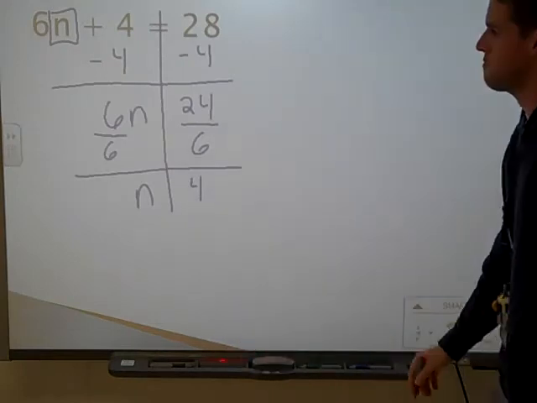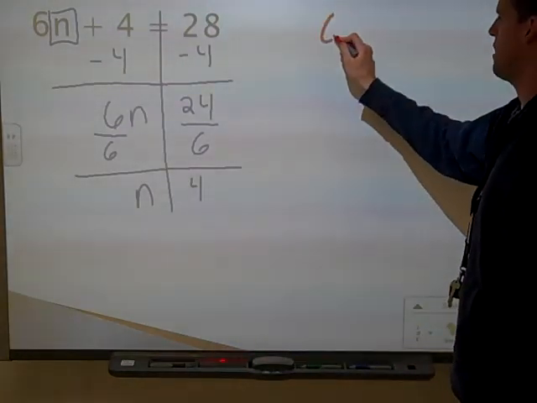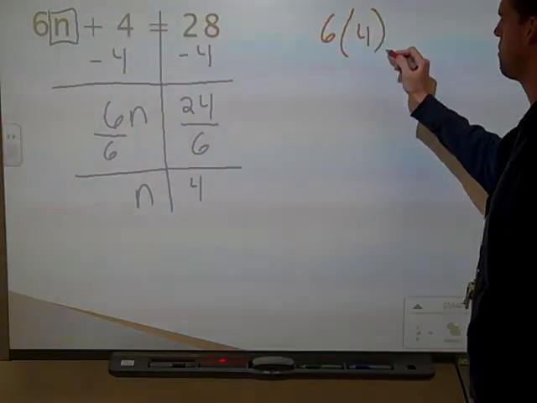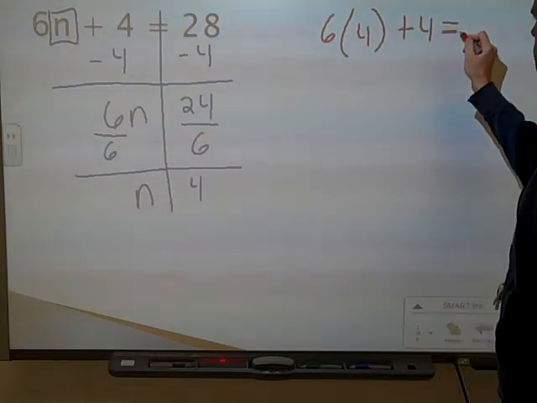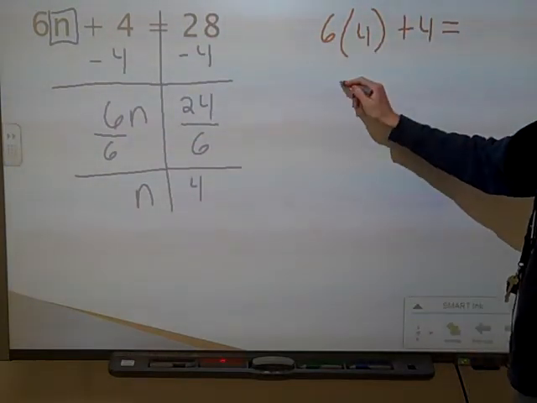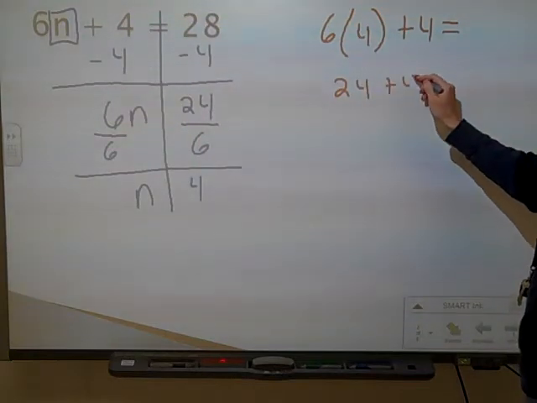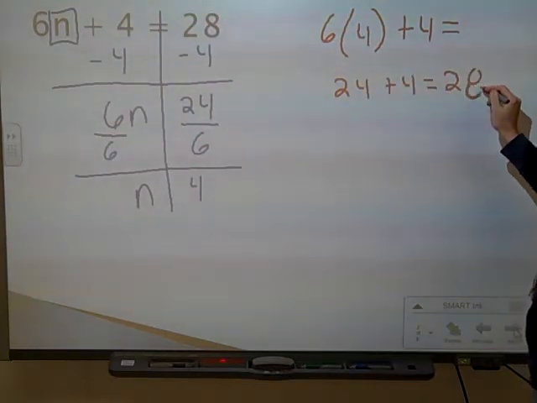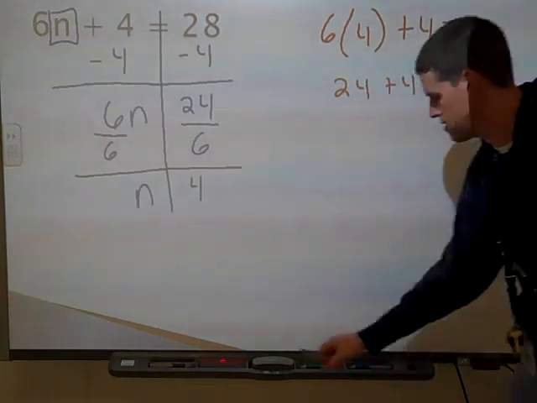Go ahead and check to see if it works. I have 6 times 4 plus 4. So I do multiplication first. 6 times 4 is 24, plus 4 equals 28. So yes, it does work.